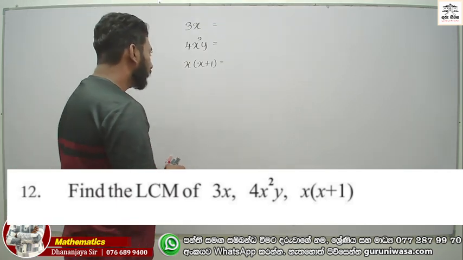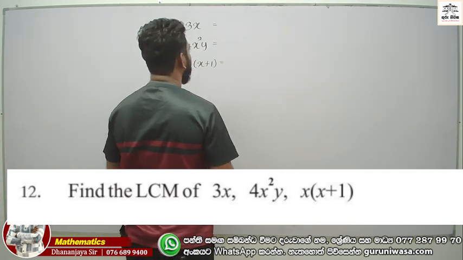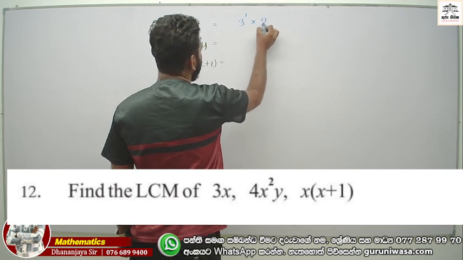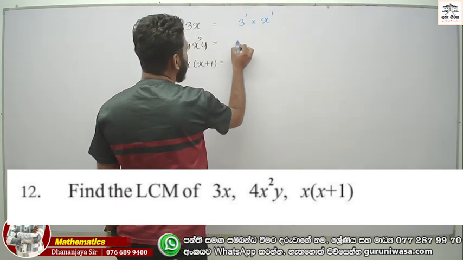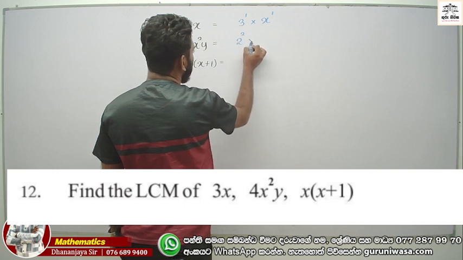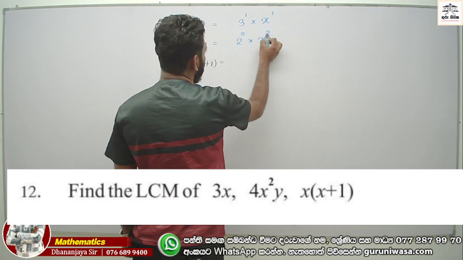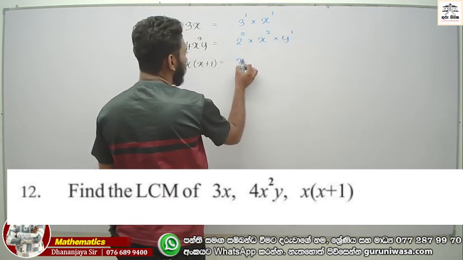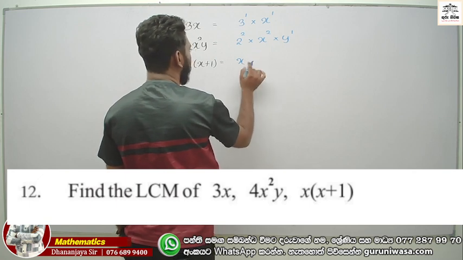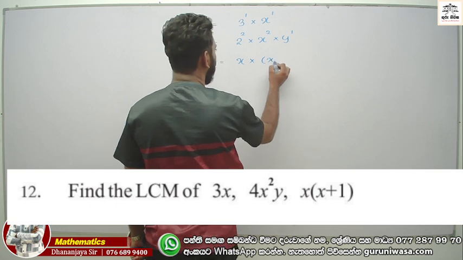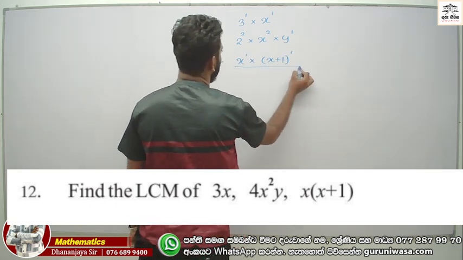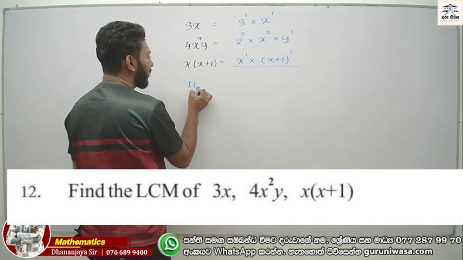Now 3x you can write as 3 into x. Therefore 3 to the power of 1 into x to the power of 1. Now 4 is 2 to the power of 2, x to the power of 2, y to the power of 1. Now this one is x multiplied by x plus 1, each with power 1. Right? Now what is the LCM?